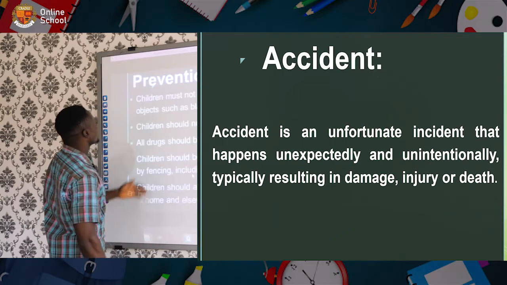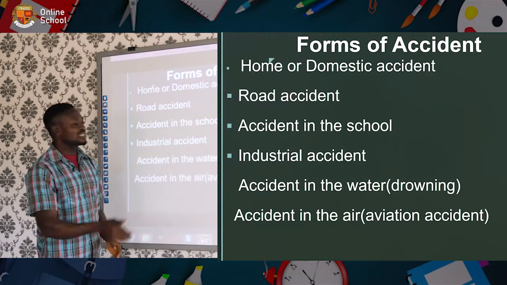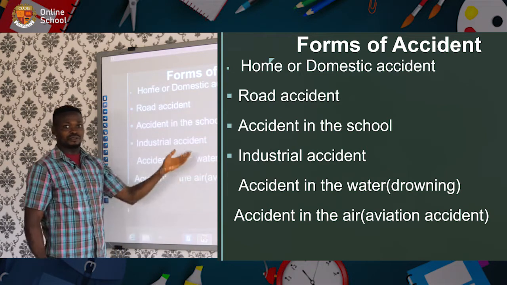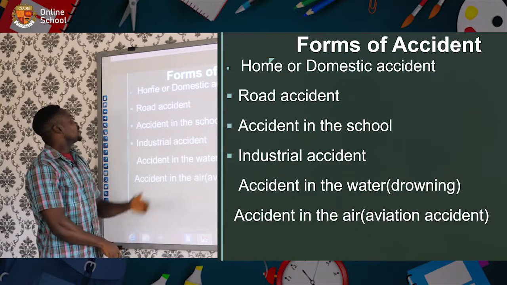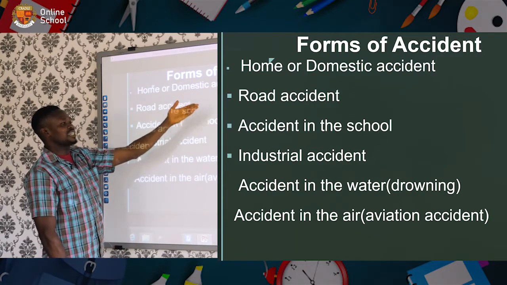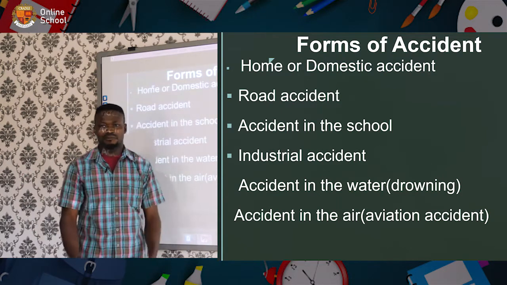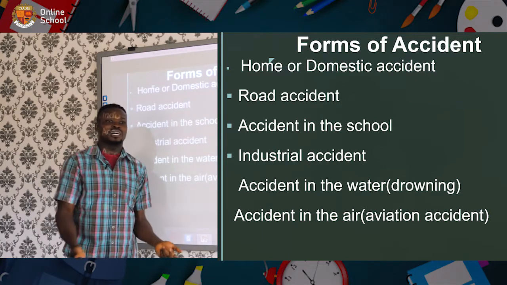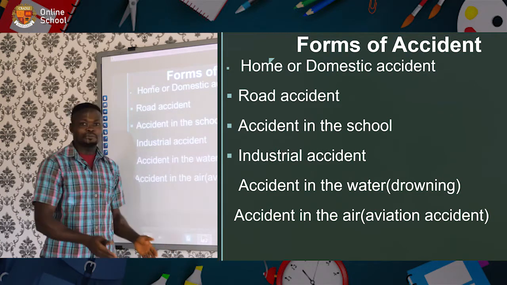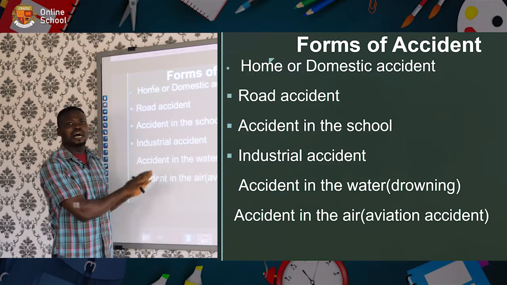We are going to see forms of accident. Accidents occur in different ways, but these are a few of them. There are still more. Number 1, home or domestic accidents. This is the type of accident that you have at home, maybe when running around, or your mother is working in the kitchen and the knife cuts her hand or finger, or you hit your leg on a chair in the parlor. This type of accident happens at home.